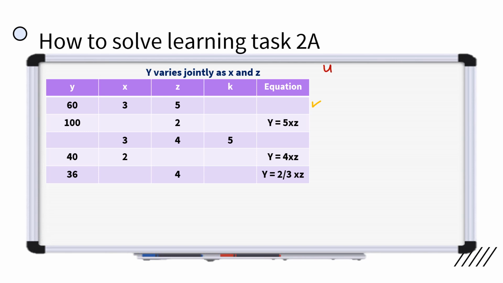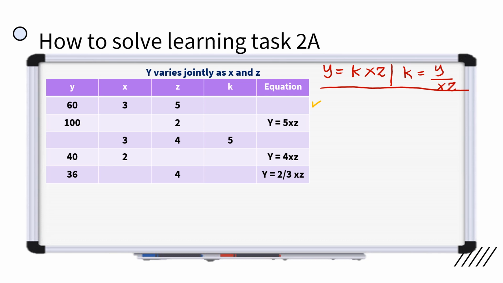So, we're going to write y is equal to kxz. How to find the constant? So, paano makuha natin yung constant? We're going to divide your y by xz. So, these are the equations that we need to answer that task.